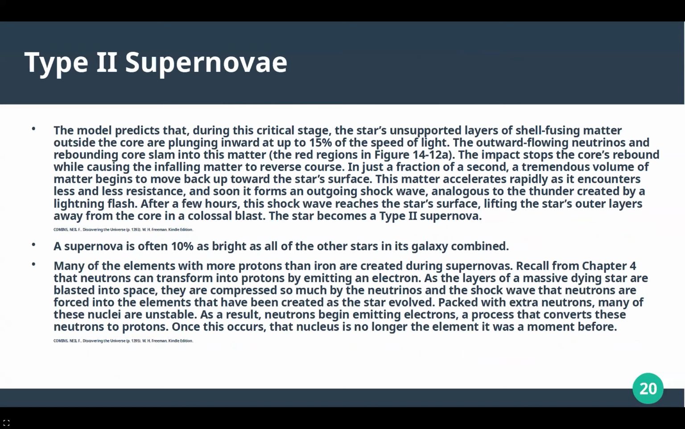Packed with extra neutrons, many of these nuclei are unstable. As a result, neutrons begin emitting electrons, a process that converts these neutrons to protons. Once this occurs, the nucleus is no longer the element it was a moment before.